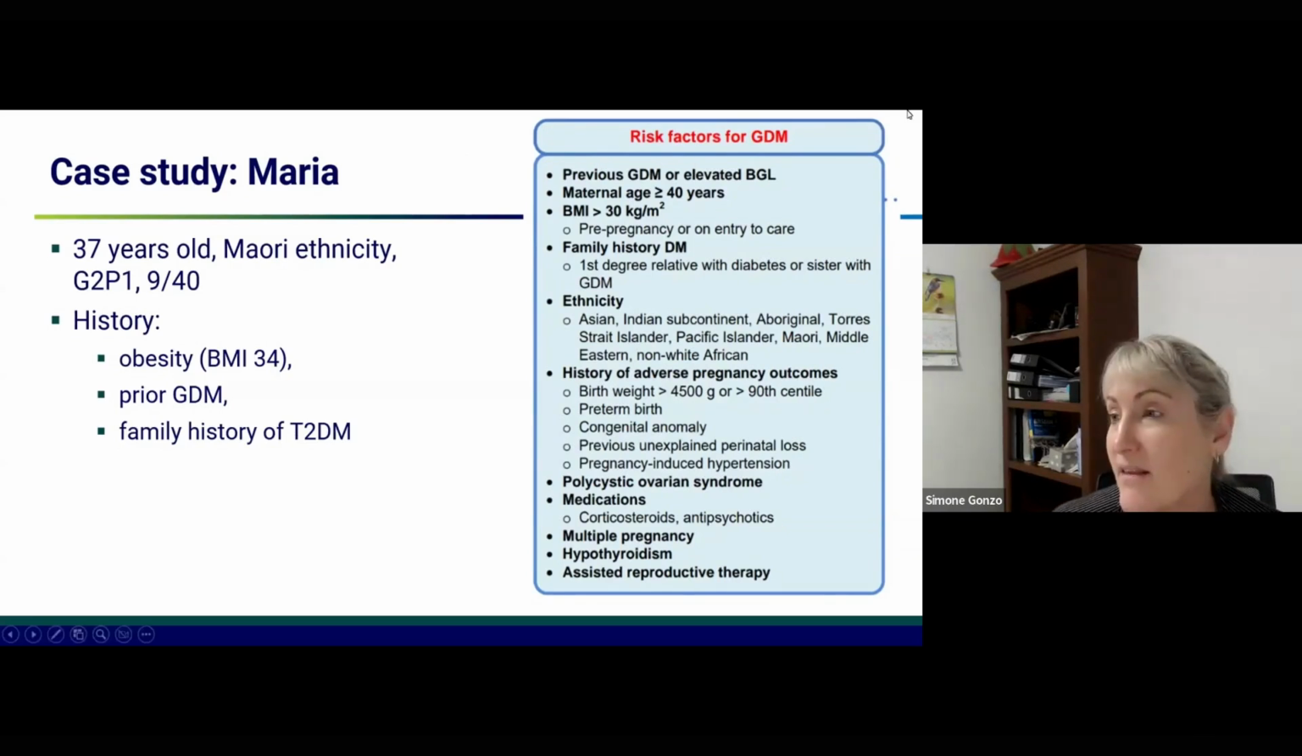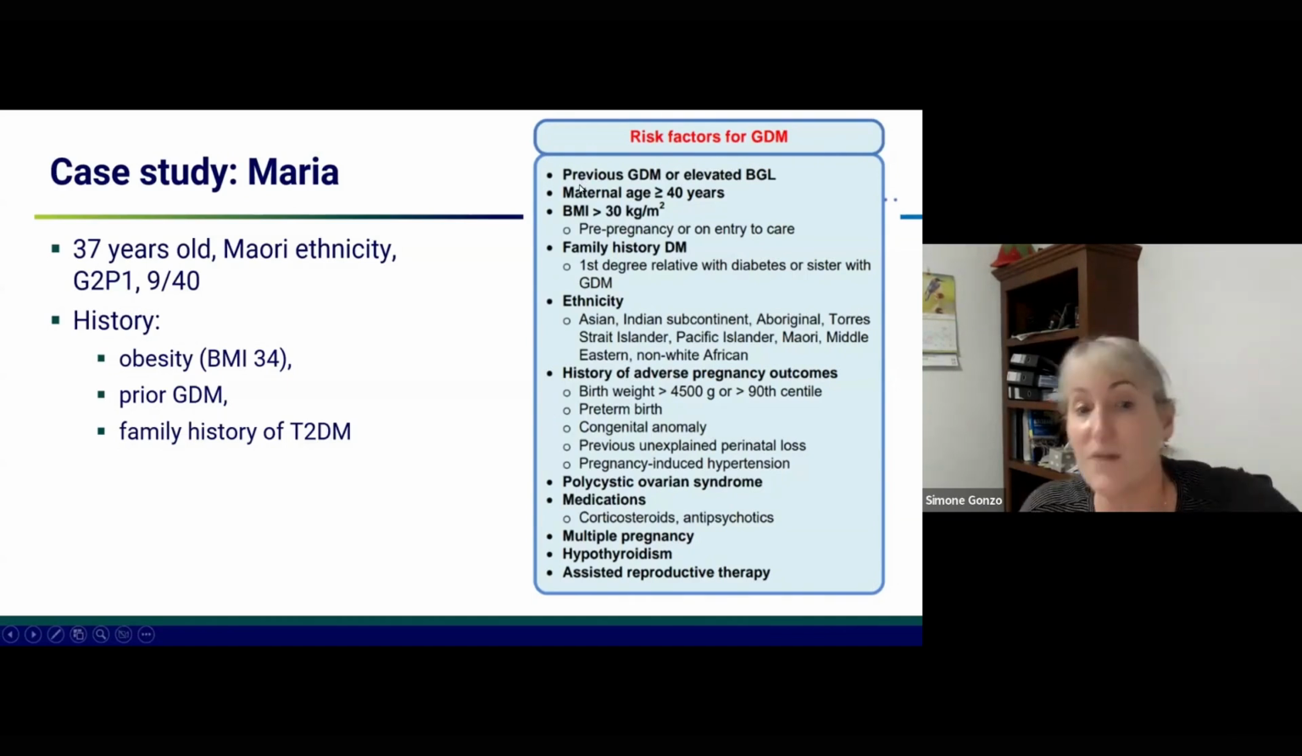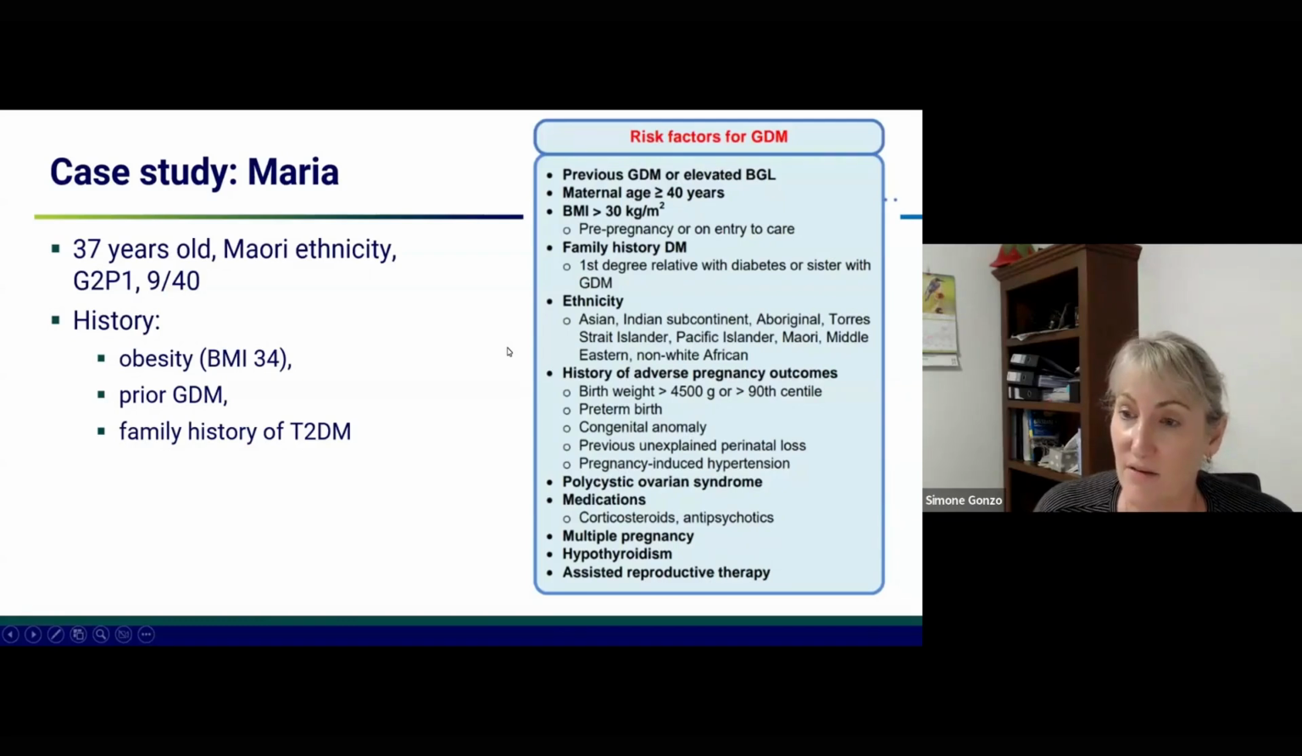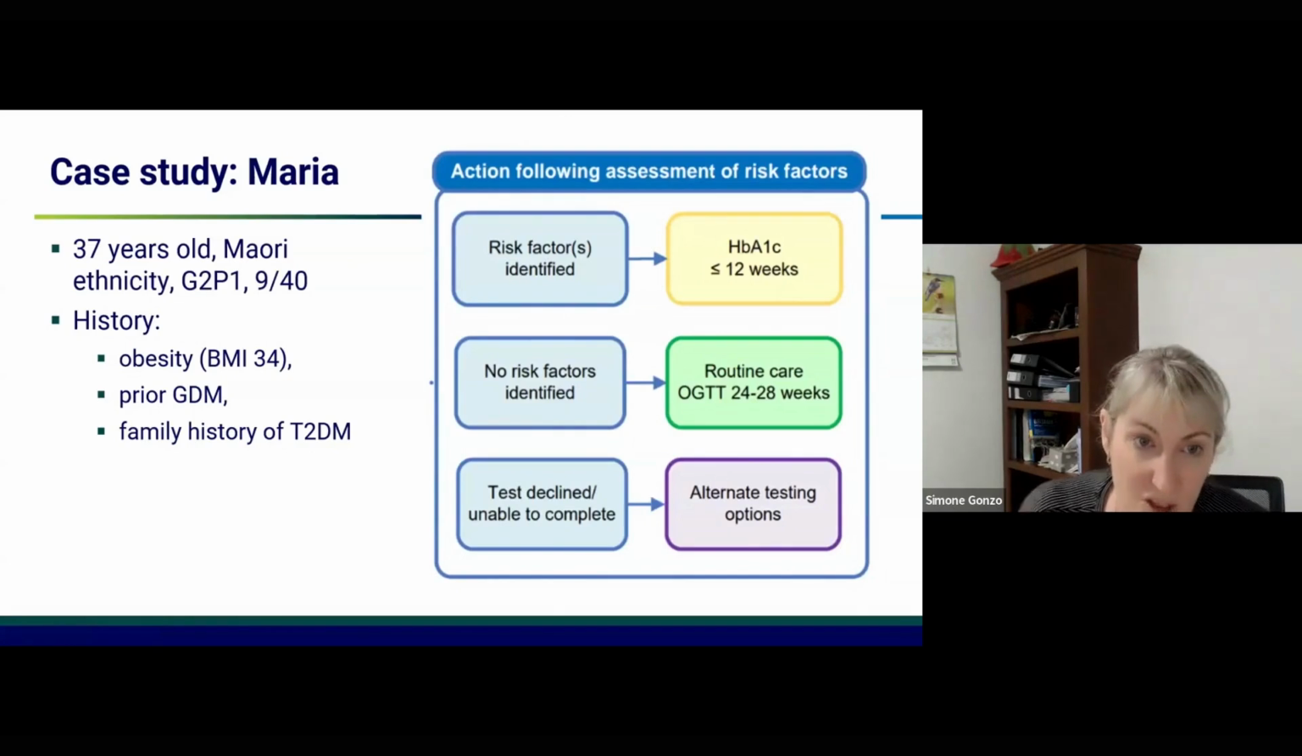So if we look at the Queensland Health risk factors for GDM, she's ticking a few boxes there in terms of previous GDM. She's 37, so maternal age is okay. Her BMI is over there, family history of diabetes, and so Pacific Islander. And we've also had a previous GDM as well, so with a prior GDM. So she well and truly ticks a few boxes in terms of risk factors. Patients only need to tick one, and then we are sending them off to have a look at what we're going to do now that we've identified her risk factors.